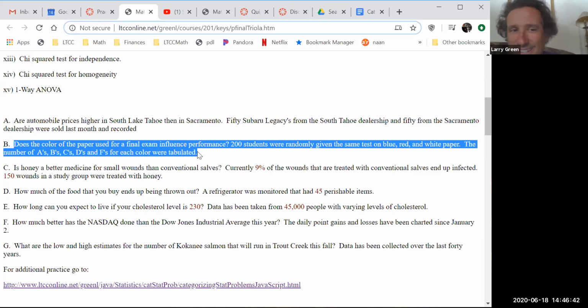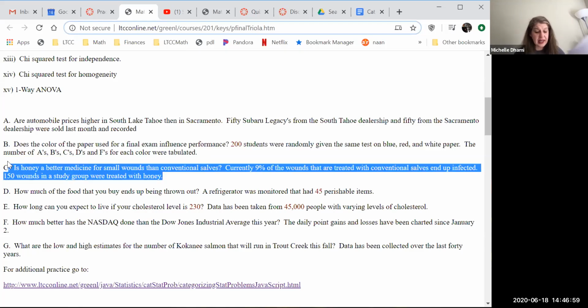Okay, this is independence because it is looking for a relationship, the relationship being between red, white, and blue paper, and A's, B's, C's, D's, and F's. It is chi-squared test for independence. Does that make sense? Yes. So you have practice to do, that's for sure. Oh, for sure. And you know, I just like to leave you guessing. Guessing a lot.